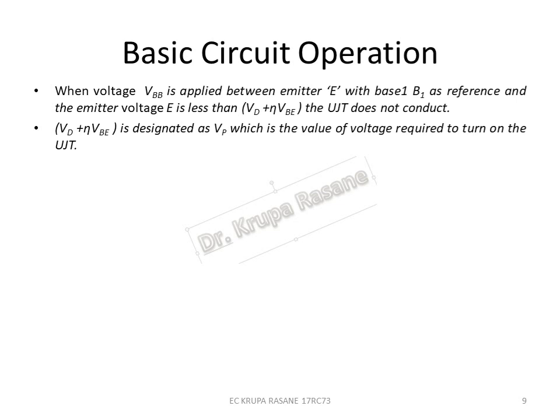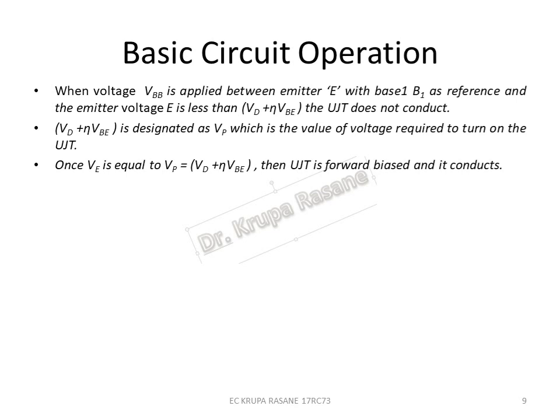VD plus eta VB is designated as V peak, which is the value of voltage required to turn on the UJT. So the UJT will turn on, or the diode becomes forward biased, when that voltage becomes equal to V peak. Once VE is equal to V peak, that is VD plus eta times VBB, the UJT is forward biased and it conducts. When I say UJT is forward biased, the internal diode of the UJT gets forward biased and hence the UJT conducts.